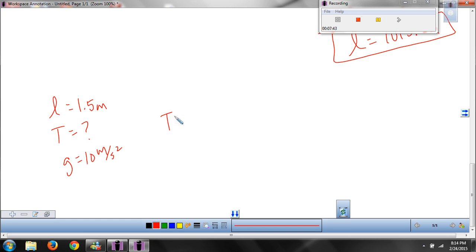So the math for this one is pretty easy. T is equal to 2 pi square root of L over G. Well, 2 pi is 6.28, because 2 times 3.14 is 6.28. My length is 1.5 meters. Gravity is 10 meters per second squared. So I'm going to pause for a minute and make that.